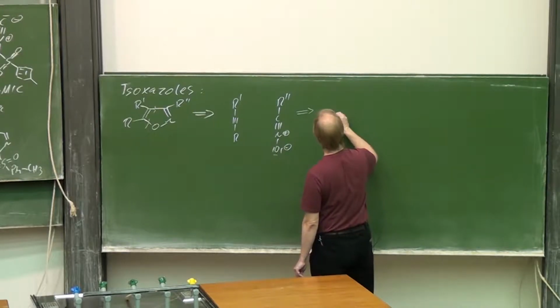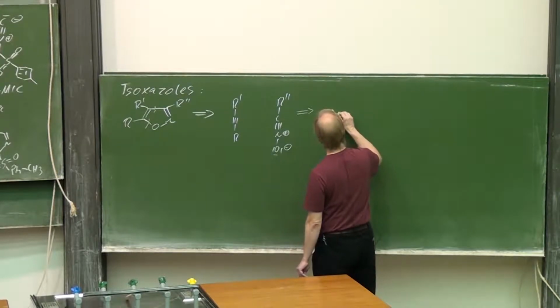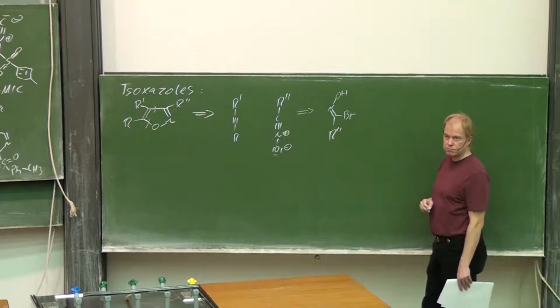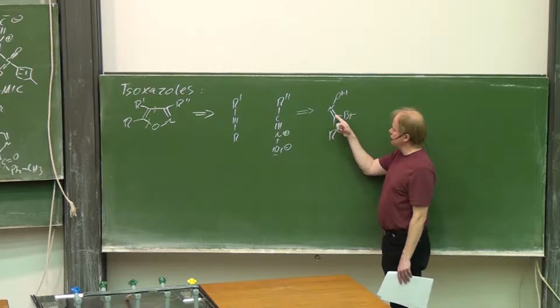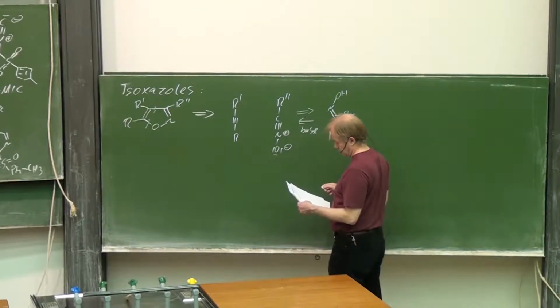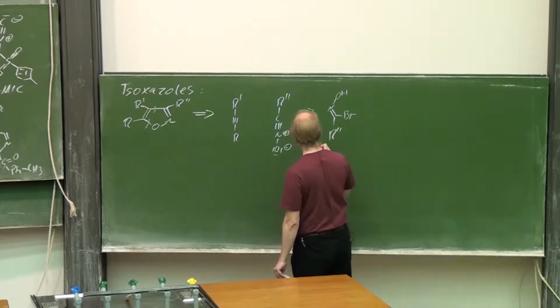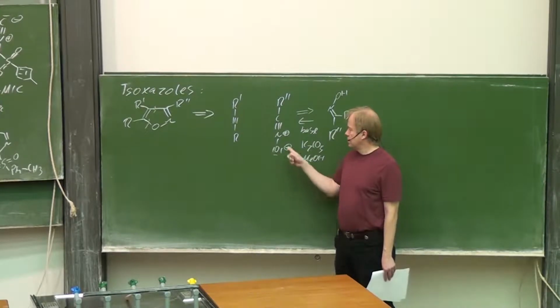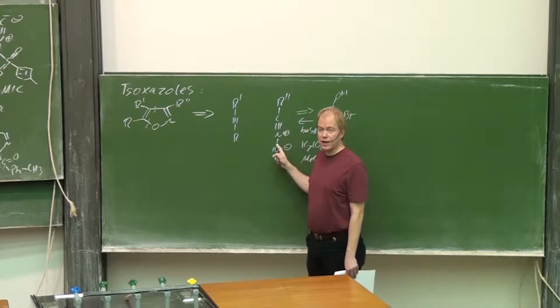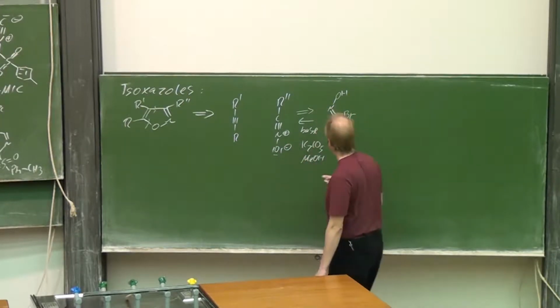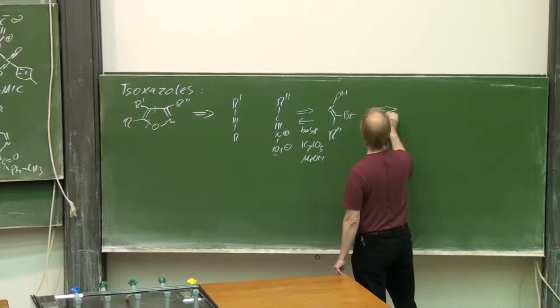Well, let's turn that around. You just treat these imidoyl bromides with a base. Well, this might be potassium carbonate and methanol. The transformation is quantitative. Not isolated, you generate that in the presence of the alkyne, and this is then trapped. Okay? And these, well, are easy to get.